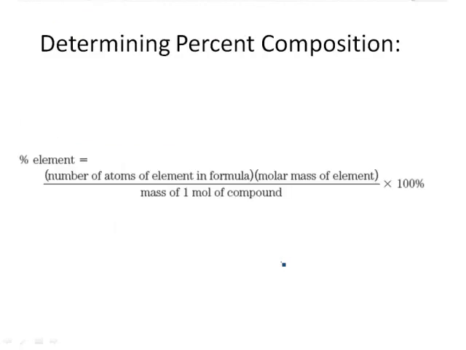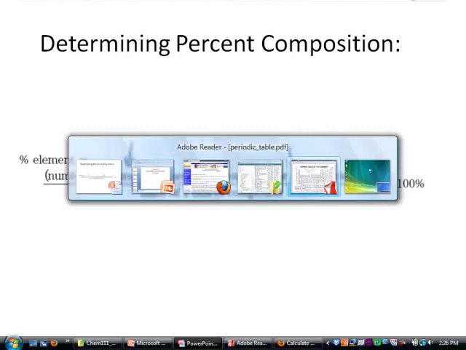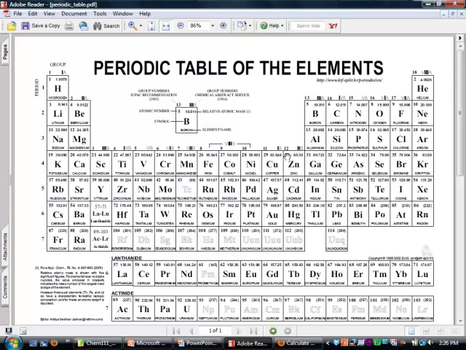So here's how you do it. What happens is for each element in that compound, what you do is you take the number of atoms of that element in the formula, so as H2O, it would be 2 for hydrogen and 1 for oxygen, times the molar mass from that element. The molar mass from that element, you remember, you get from a periodic table. Just look it up on the periodic table.